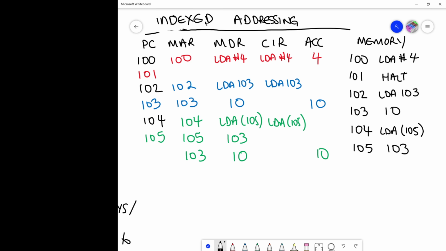Indexed addressing. Right, indexed addressing. We're going to need to keep track of another register, and we're just going to call it X. So I'm going to put this code at 110 in memory. So I'm setting my PC to 110 so that I can execute this fragment.